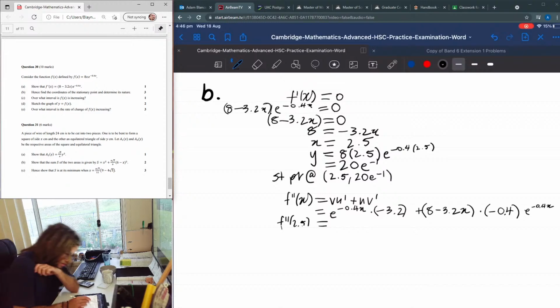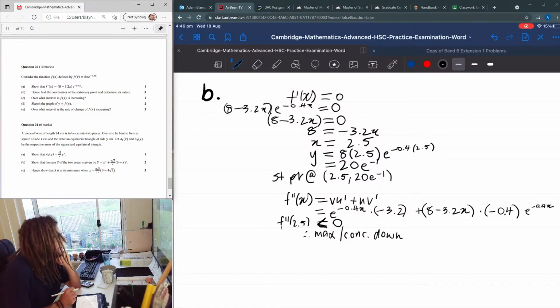Well, let's think about this. I'm going to have a negative times a positive, and then no, that's going to be too hard to work out. I just need to know whether it's positive or negative. It's negative, okay, so it's less than 0. That tells me it's a maximum, concave down. Okay, that's it.